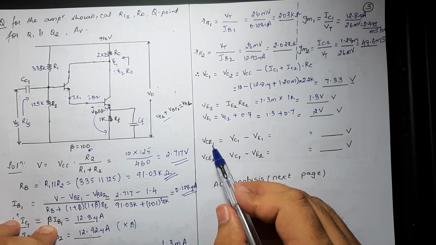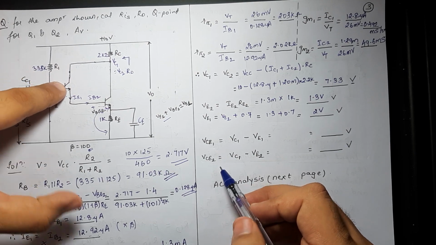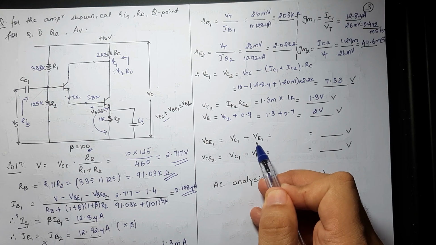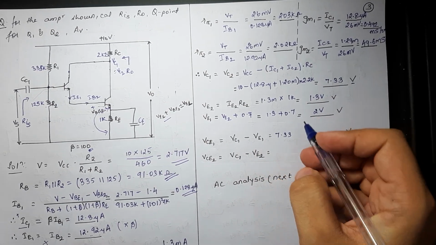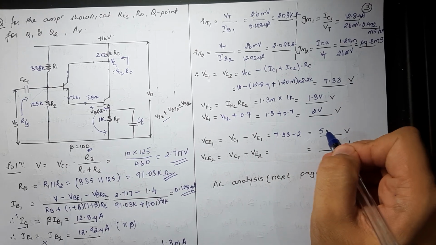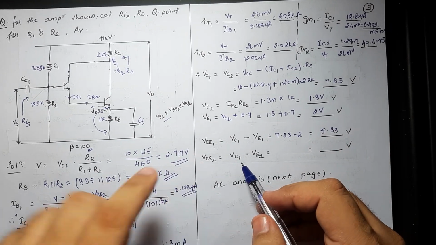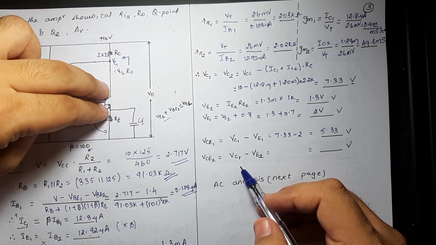Now, VCE1 is the voltage across the collector and the emitter of the first transistor. So VCE1 is nothing but VC1 minus VE1. VC1 I have received as 7.33 and VE1 is nothing but 2. Hence this will be 5.33 volt, and VCE2 means the voltage appearing across the collector and the emitter terminal of the second transistor.